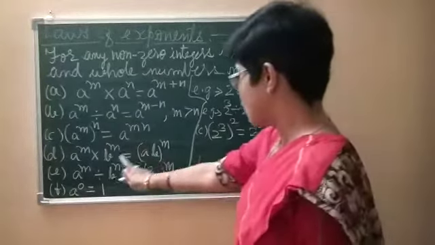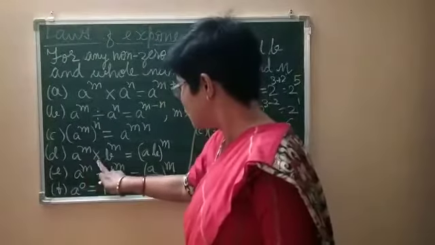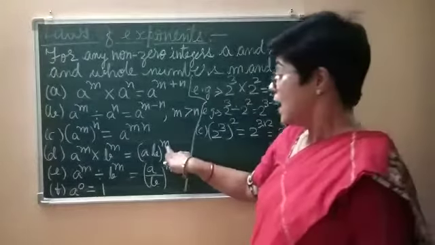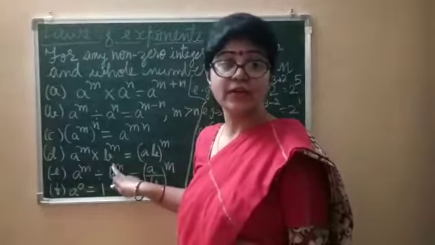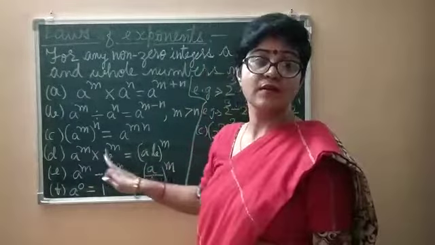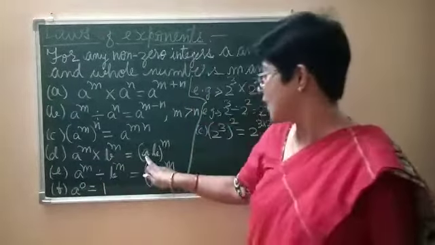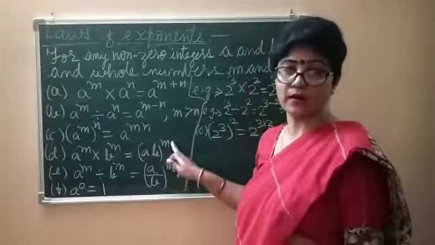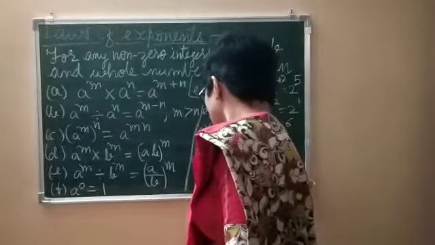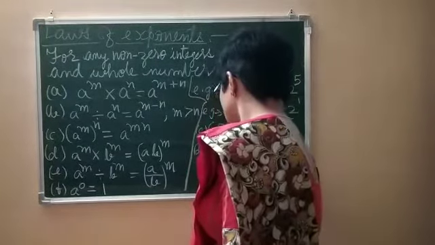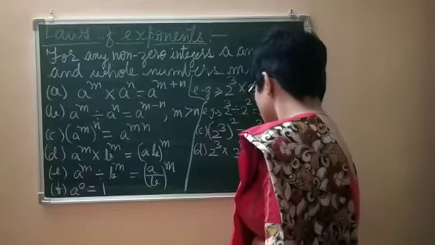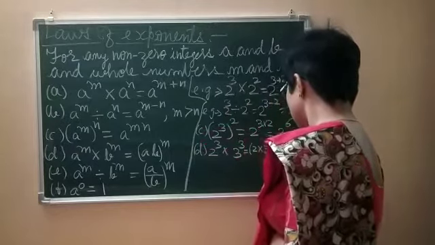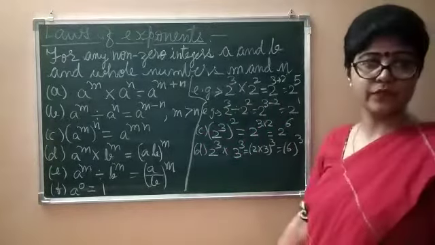Clear? Now a raised to the power m into b raised to the power m is equal to ab raised to the power m. Here a and b are two different integers, but the powers are same. So a into b, these two numbers will get multiplied and they will have the same power. Like 2 raised to the power 3 into 3 raised to the power 3. Then we will have 2 into 3 raised to the power 3. That is 6 raised to the power 3.